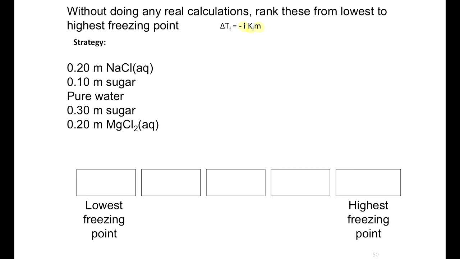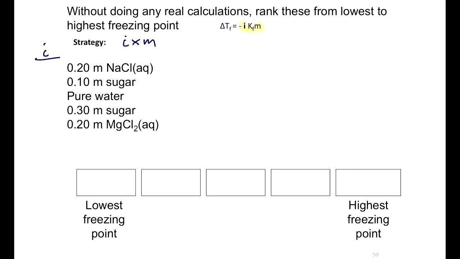And so our strategy here to rank these is let's inspect the I times M product for all of them, and that will give us our ranking. Because K is the same for all of them, so that doesn't really matter. What's really going to differentiate the extent of the freezing point depression is the I times M product, the number, the concentration of solute particles actually present. So let's just go ahead and quickly look at the identities of these things and determine what is the Van't Hoff factor for them.